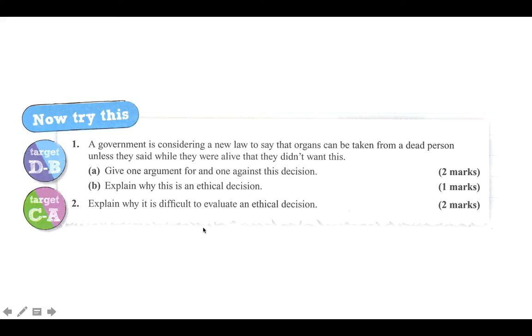Okay? Part 2 for 2 marks, explain why it's difficult to evaluate an ethical decision. So it's very difficult to say that someone's more right than someone else. It's very difficult to say, well, this person's opinion is more important than that person's opinion. Okay? So people have different ideas of what's right or wrong. So 1 mark for saying that people have different ideas of what's right or wrong, and another mark for saying it's very difficult to say that someone's opinion is more important than someone else's. Okay? This is your A grade work. You need to make sure that if you're looking for grade A, you understand what an ethical decision is or what an ethical debate is.